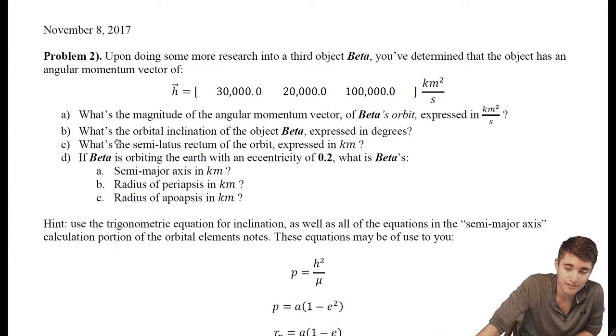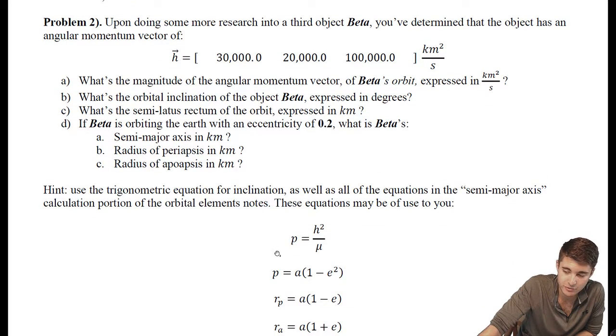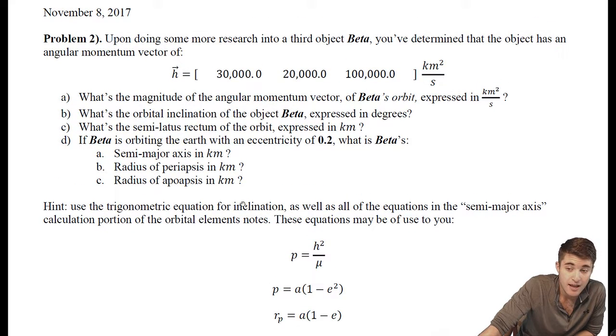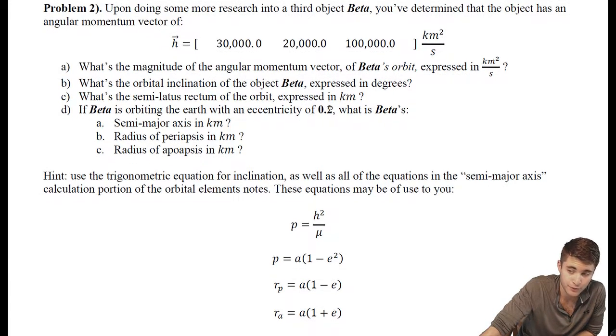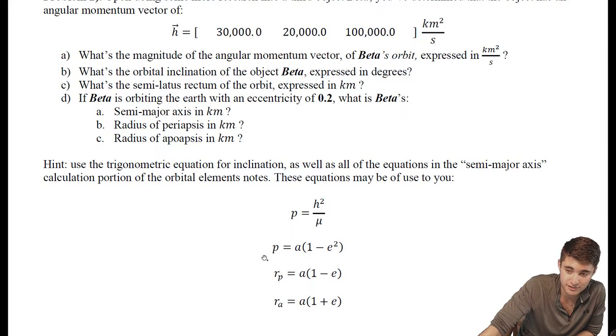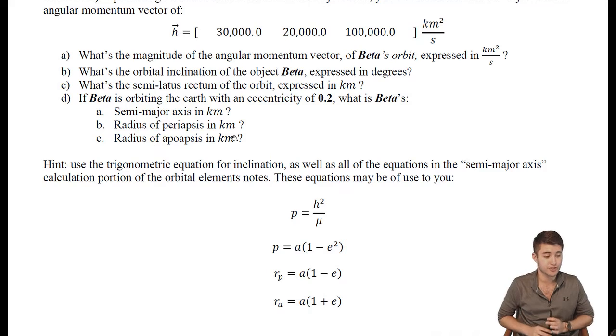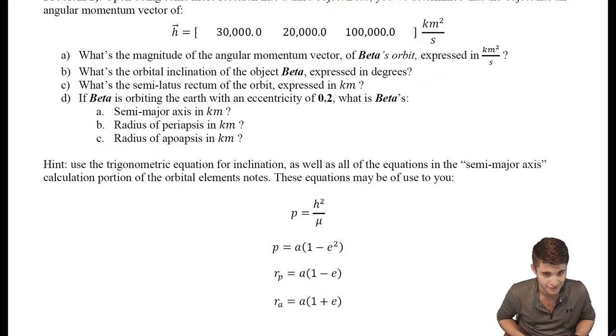And then I ask you, what is the semilatus rectum of the orbit? Well, I'll give you a hint. Semilatus rectum is equal to h squared over mu, so you can calculate that. And then I say this. Let's say you find out beta is orbiting with an eccentricity of 0.2. With that eccentricity, you can calculate a lot of different things, like semi-major axis, a, radius of periapsis, and radius of apoapsis. So this problem is really just determining a bunch of different characterization parameters of this orbit.